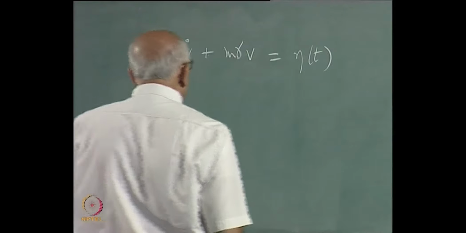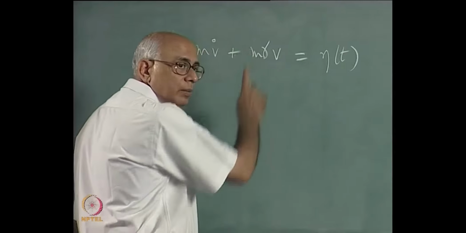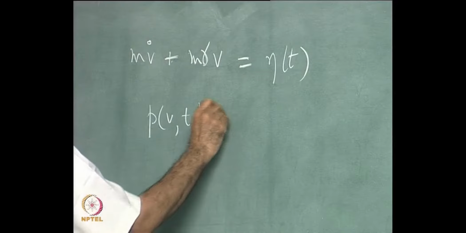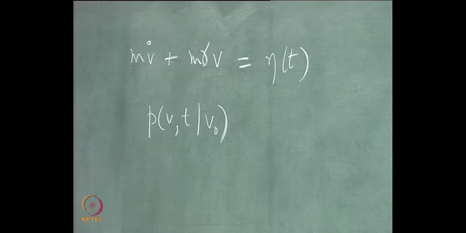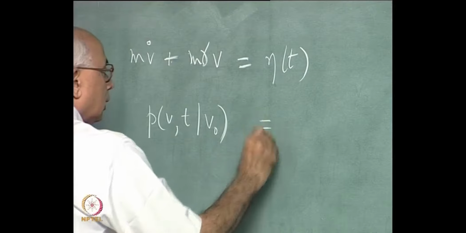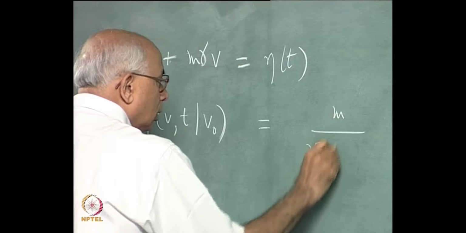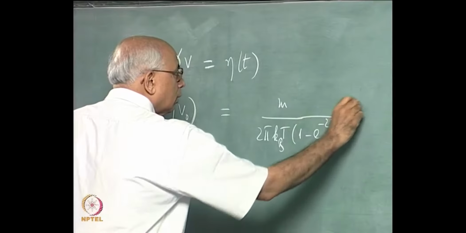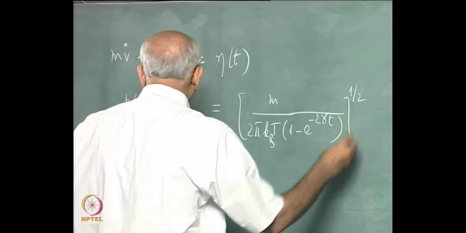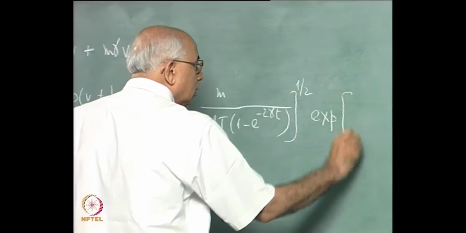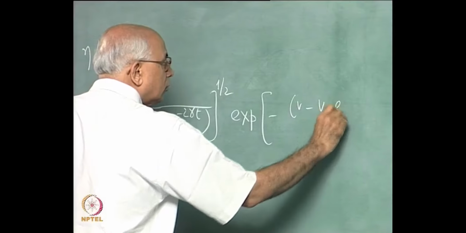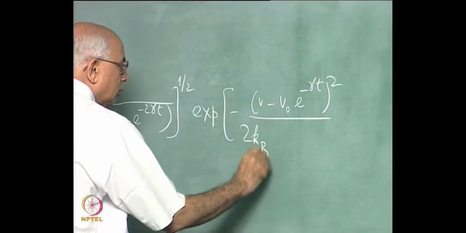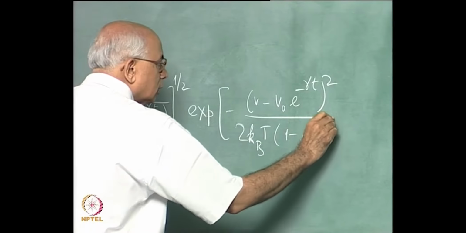So we saw that this implied, and you can show that this implies and is implied by the fact that the conditional density, the velocity is v at time t, given that it was v naught at some instant of time t equal to 0, the normalized distribution was given by 2 pi k Boltzmann T (1 minus e to the minus 2 gamma t). This is a time dependent normalization factor multiplied by a Gaussian function, minus (v minus the average value) whole squared divided by the variance which is twice k Boltzmann T (1 minus e to the minus 2 gamma t).